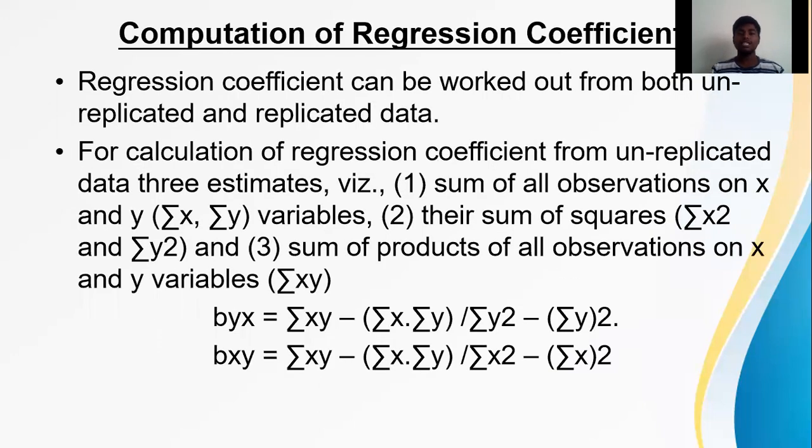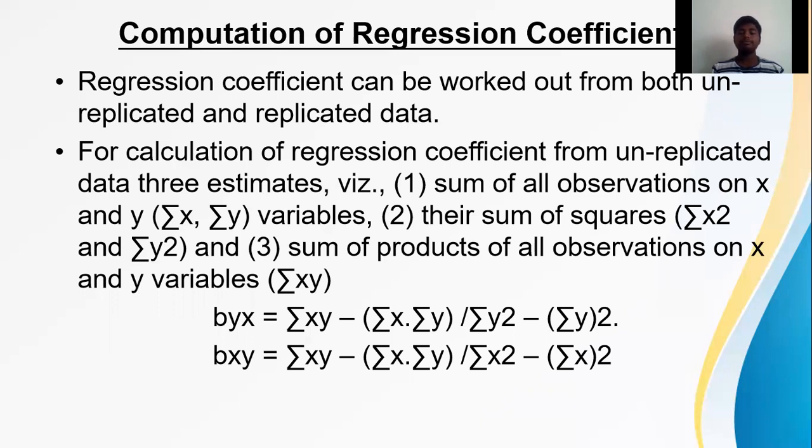Computation of regression coefficient. The regression coefficient can be worked out from both unreplicated and replicated data. For the calculation of regression coefficient from unreplicated data, three estimates are needed: first, the sum of all observations on x and y variables, their sum of squares, and the sum of products of all observations on x and y, that means sigma xy. Here byx is equal to sigma xy minus sigma x into sigma y by sigma y square minus sigma y whole square.